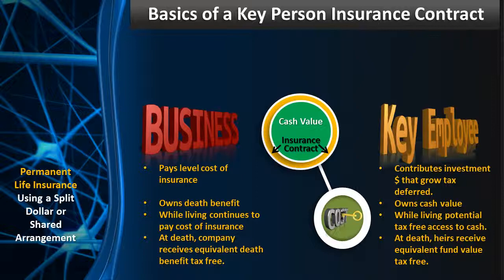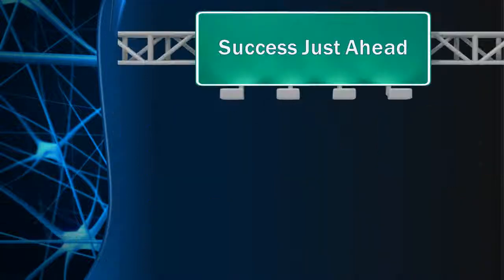And then while they're living, the business will continue paying the cost of insurance. And likewise, while the key employee is still living, they can potentially withdraw this cash value tax-free. Whereas at death, the company will receive the equivalent death benefit tax-free, and also at death, the heirs will receive an equivalent fund value, also tax-free. Again, lots of different moving parts there, and it's important to find out how each of these applies to your case.